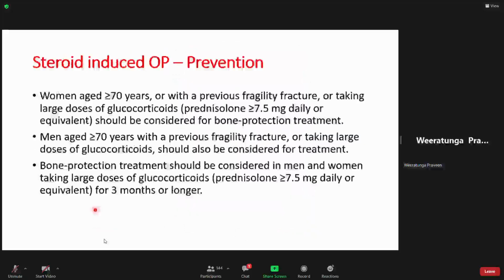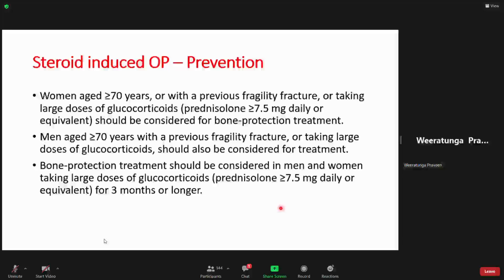Right. Now, steroid-induced osteoporosis is a particular problem. Any dose of steroids can cause osteoporosis. But the risk is higher and treatment is recommended. Treatment is prevention, right? Prevention. So any dose of steroid can cause osteoporosis.